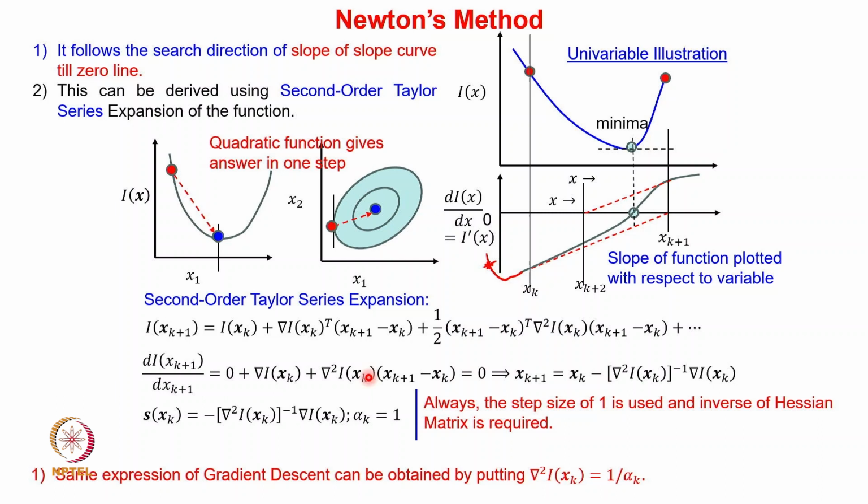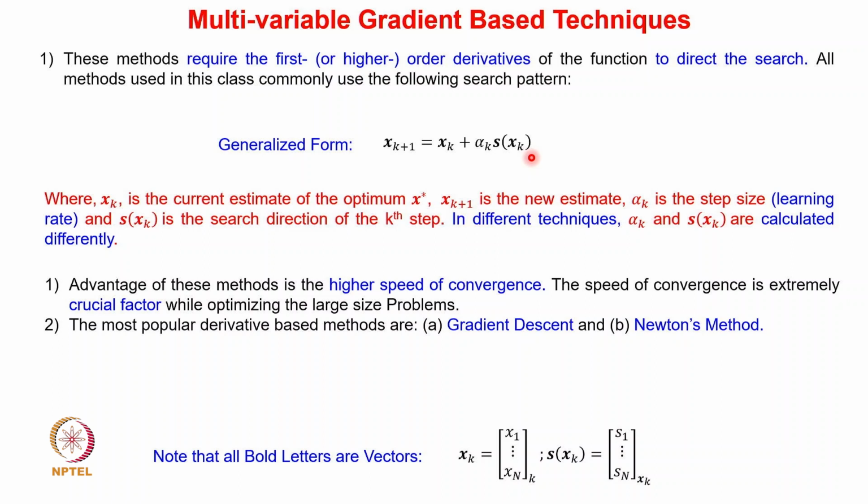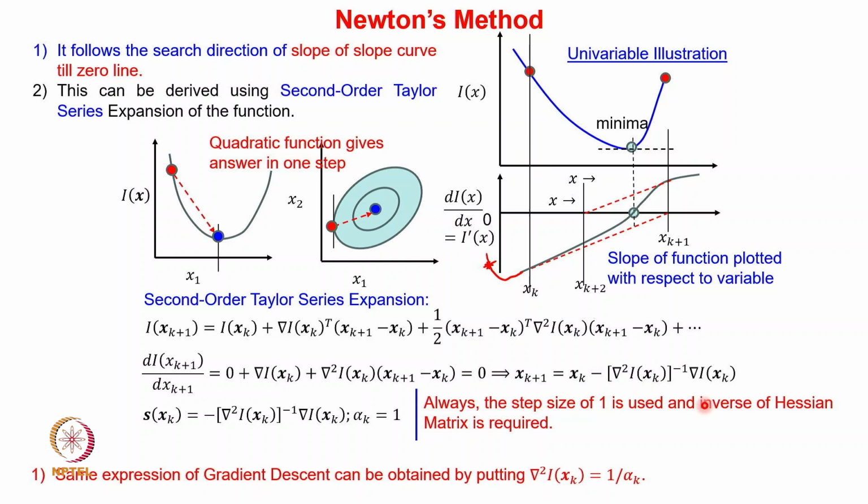So we can rearrange this term. If we rearrange, what we get is xk+1 comes out to be xk minus the inverse of del square I(xk), the Hessian matrix, multiplied by the gradient matrix del I(xk). So this is the final expression of Newton's method. If we compare with the generalized expression, you can see that S(xk) is nothing but the inverse of the Hessian matrix into the gradient matrix, and alpha k is just 1. So this entire term is S(xk), whereas alpha k, which is the learning rate or step size, is just 1 in Newton's method.